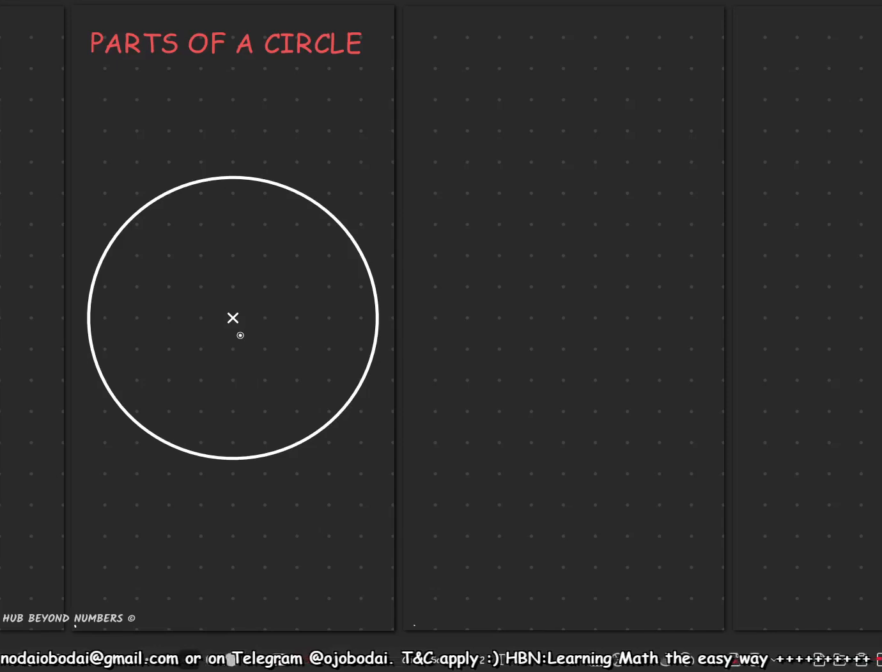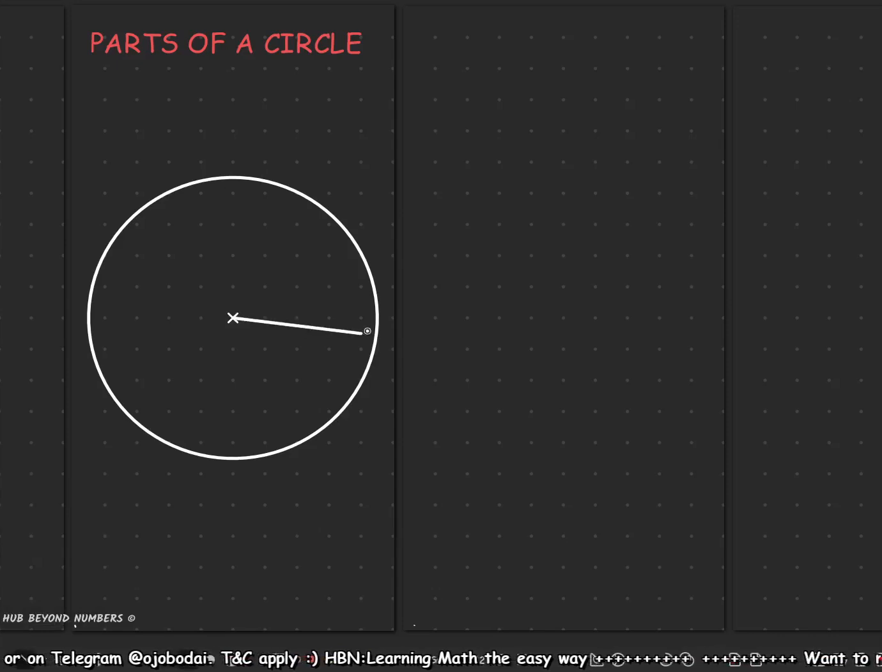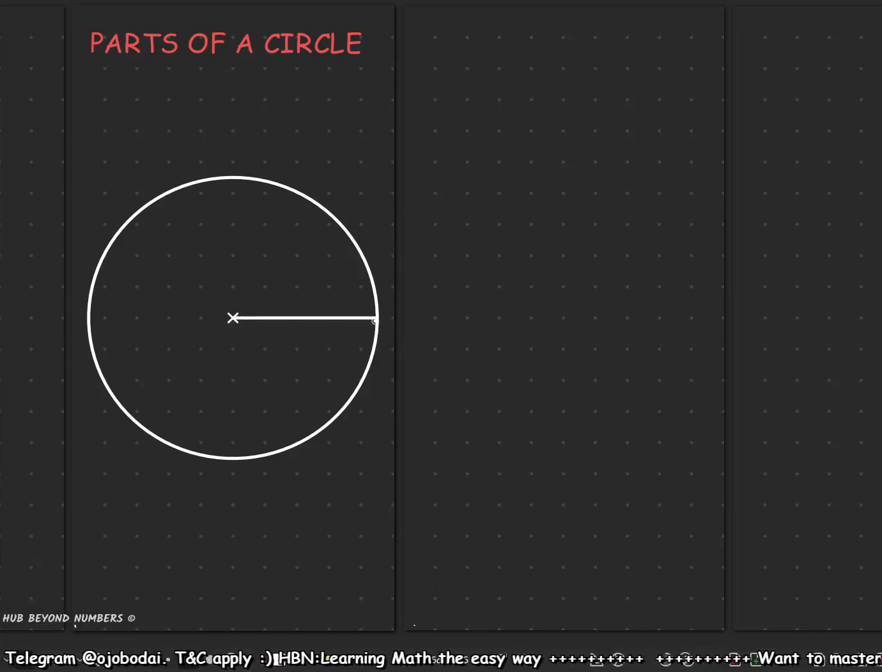Now, if you join a straight line from the very center of the circle to touch any point on the circumference, you get what we call the radius. That is the radius of a circle. So the radius of a circle is just any straight line that connects the center of the circle to the circumference of the circle. So that is the radius for you.